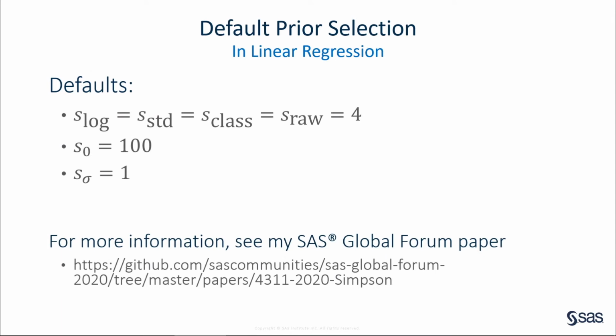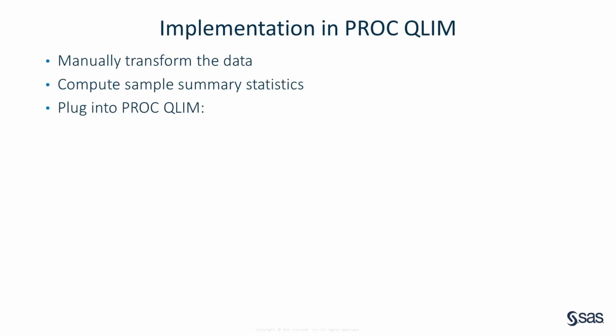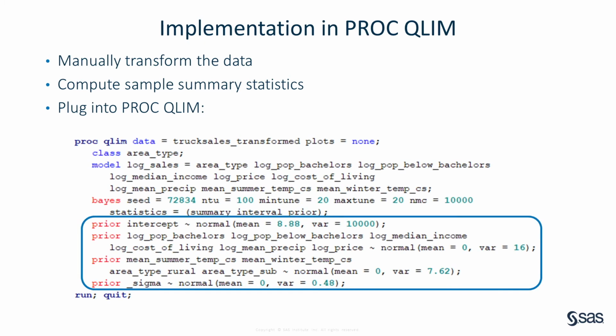For more information about why I chose these particular values, there's a URL from my SAS Global Forum paper discussing this on the bottom of the slide. To implement these priors in PROC QLIM, you first have to manually transform the data. Then you compute sample summary statistics so that you have the sample variance of responses and covariates available when you construct the priors. Then you need to plug all this information into the formulas to get the default priors, and you need to turn them into prior statements for PROC QLIM.